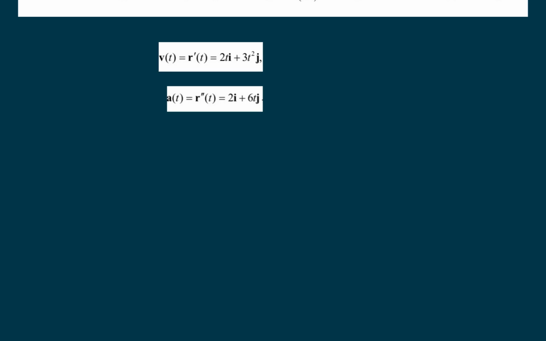So the speed is the magnitude of the vector velocity. We find this equation with the square root of the squares of the components of the vector velocity. The components are 2t and 3t squared. So the square of 2t is 4t squared, the square of 3t squared is 9t to the fourth, and the magnitude of the vector velocity is the square root of 4t squared plus 9t to the fourth.